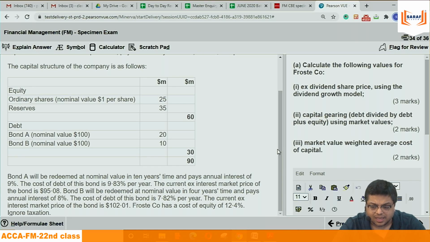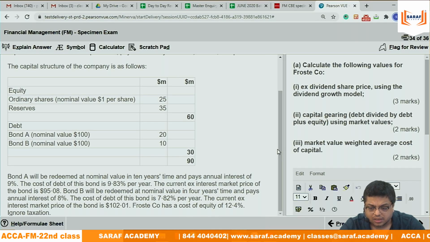The current ex-interest market price of the bond is 95.08. Face value 100, but the market price is 95.08. That means the bonds are listed on the stock exchange. Bond B will be redeemed at nominal value in 4 years' time and pays annual interest of 8%. Bond B, 4 years only. The nominal interest rate on bond B, we are paying 8%. That is also going to be redeemed at par. The cost of debt of this bond is 7.82%.